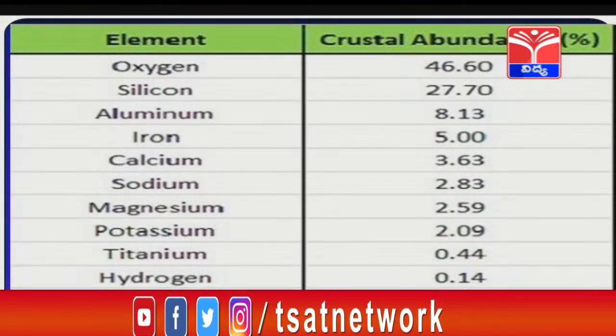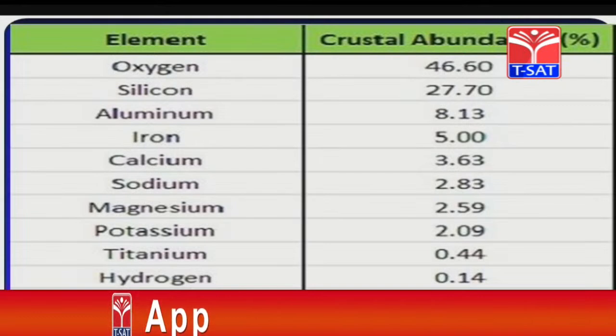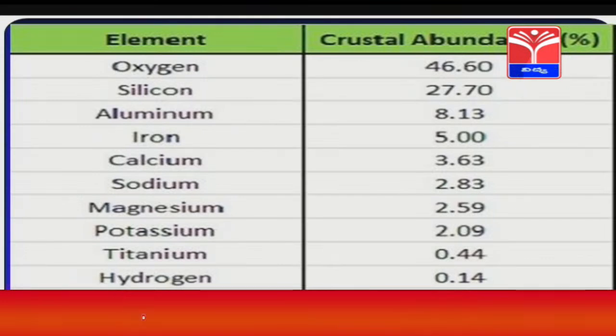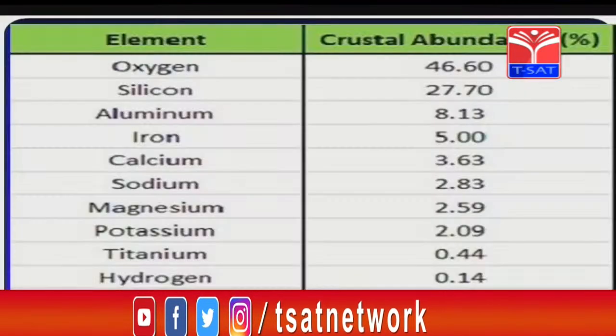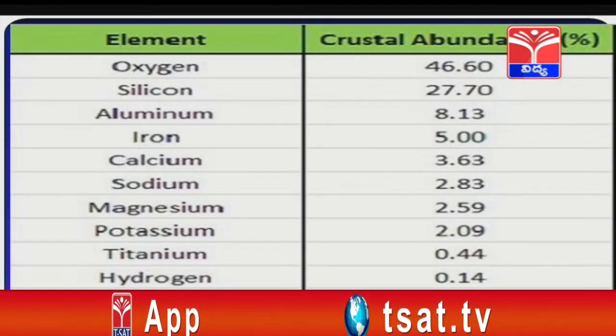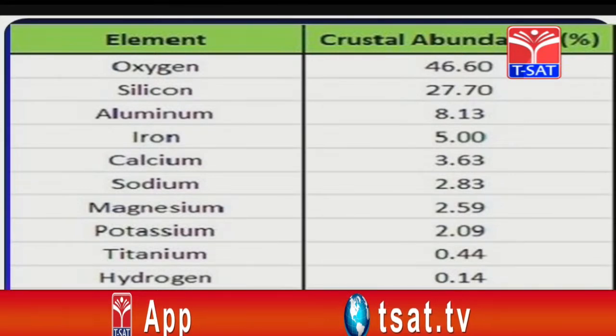Children, oxygen is the most abundant non-metal. Its abundance is 46.6%. Silicon is present in the sand. Its abundance is 27.7%. And starting from the metals, if you observe, the abundance of aluminium is 8.13%, iron 5%, calcium 3.63%.